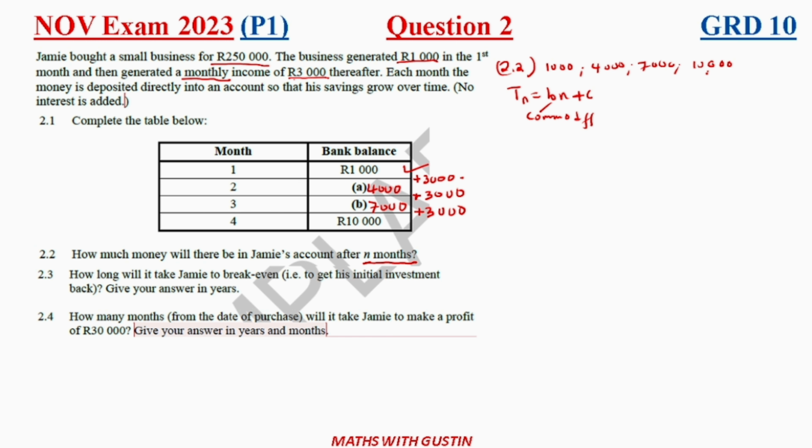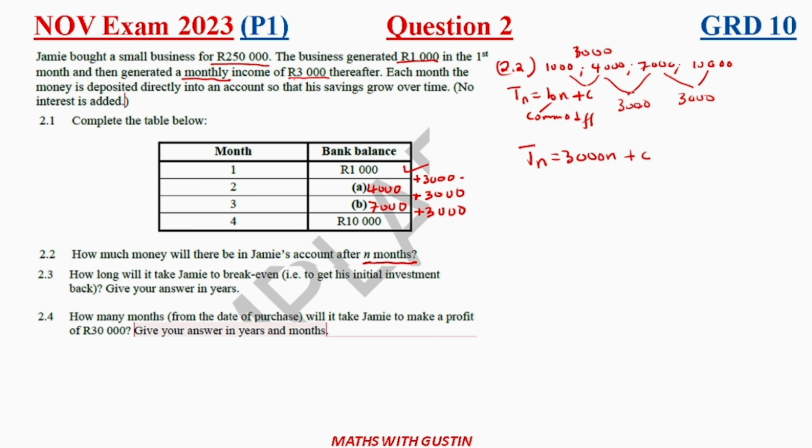Let's see: 10,000 minus 7,000 gives us 3,000, and 7,000 minus 4,000 is 3,000, and similarly 4,000 minus 1,000 gives us 3,000 in between. So we already know our common difference, and we substitute that into our equation. Therefore Tn is equal to 3,000n plus C. In order to find C, we need to substitute one of these values.